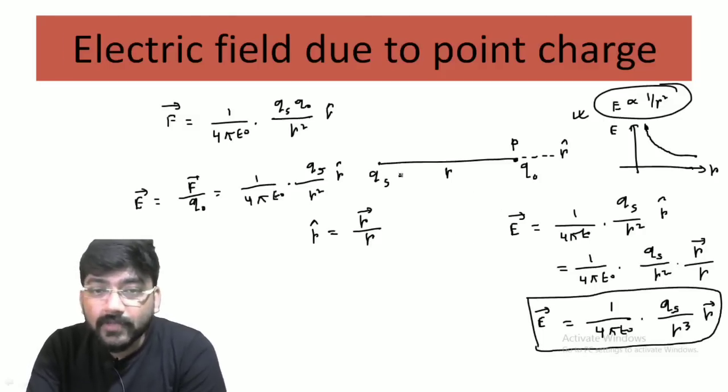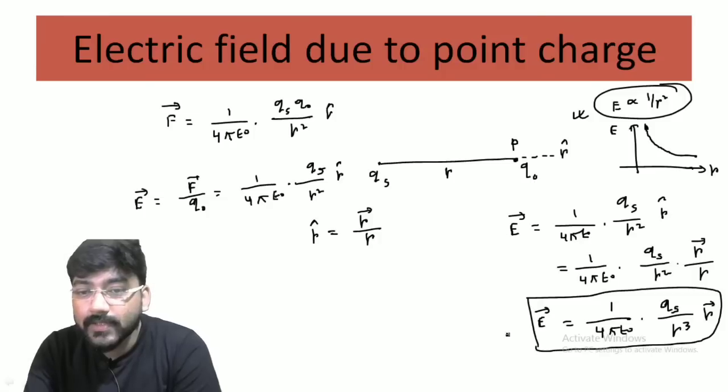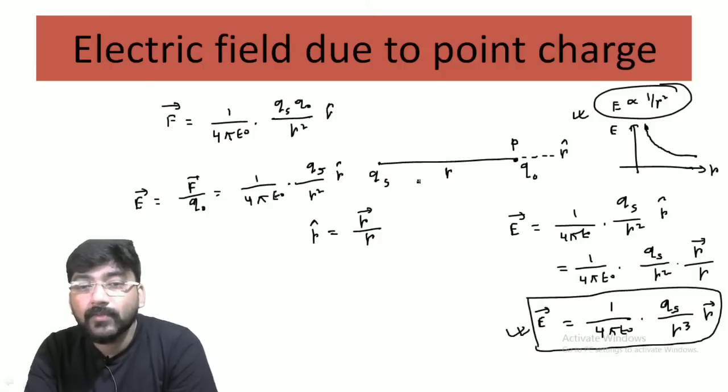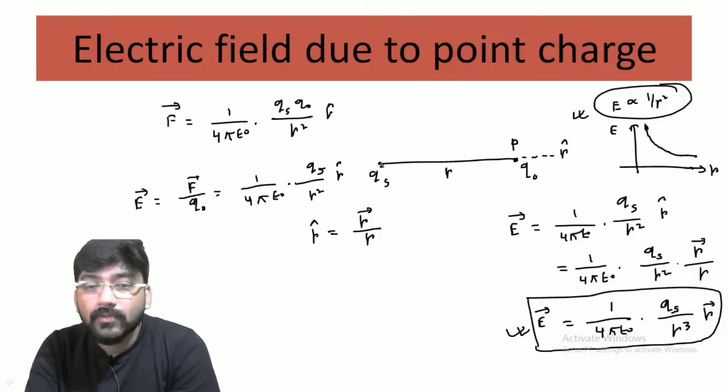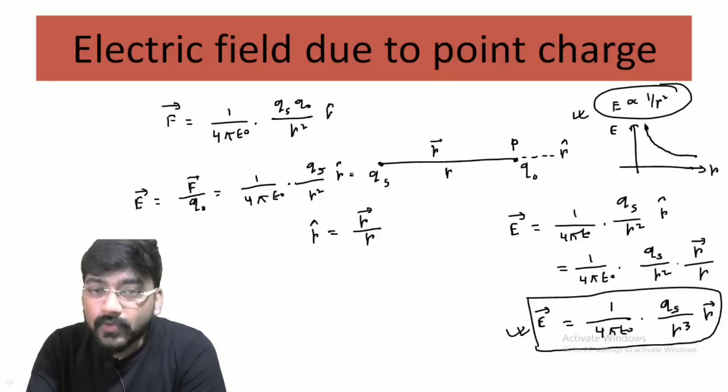But in terms of position vector, we can represent this expression. We can write it in terms of position vector also, because here the position vector of q0 with respect to qs is r. So qs is taken at the origin. But if you choose an arbitrary origin, then what will be the expression?